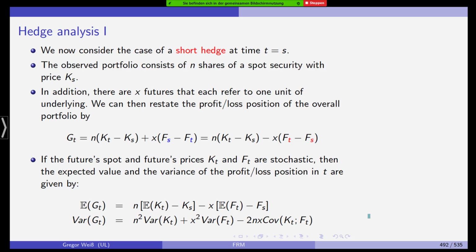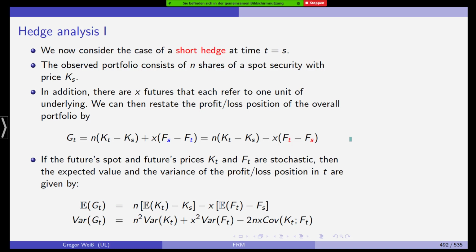And we can then restate the profit and loss position of the overall portfolio: we have N underlyings, N times the profit or loss from the underlying investment plus X times the profit or loss from the futures investment. Again, we rearrange this a little bit. We have N times (KT minus KS) minus X times (FT minus FS). And the spot and futures prices KT and FT are stochastic. Thus, GT, the profit or loss, is stochastic, and we can calculate an expected value and the variance.